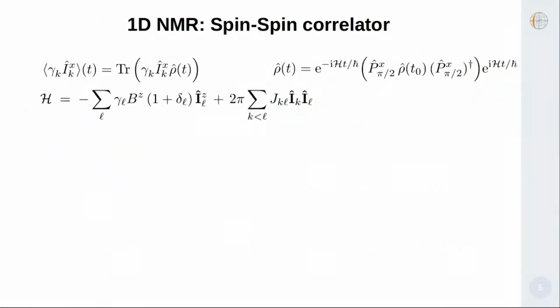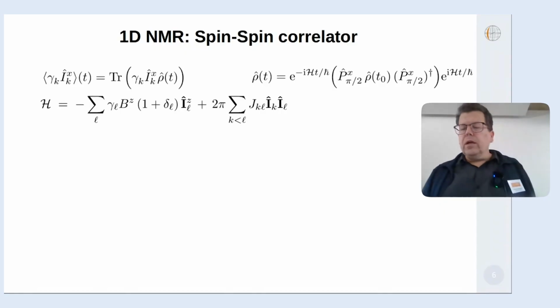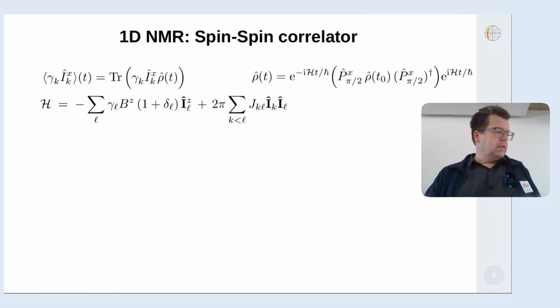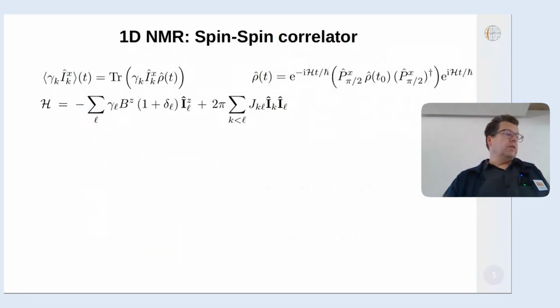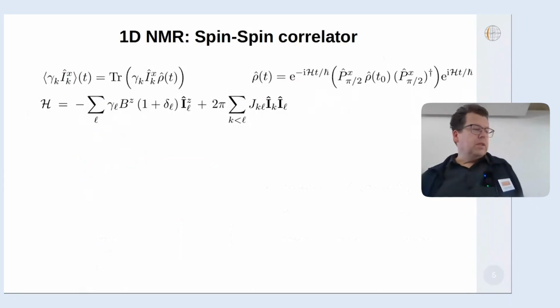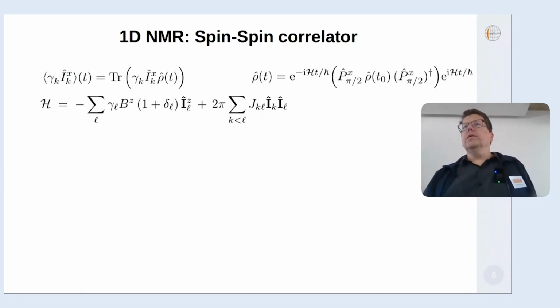Now, if you calculate NMR, you typically do not calculate this expression, the complete one with the density matrix, but you do evaluate something much simpler, and that's a spin-spin correlation function. And I just want to show you how you actually get from this expression to the correlator, because there's sometimes confusion how this is done.